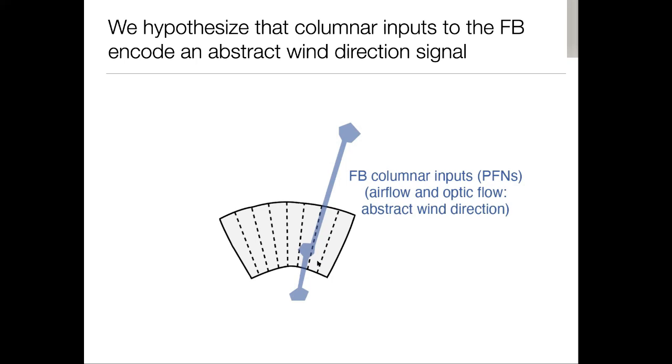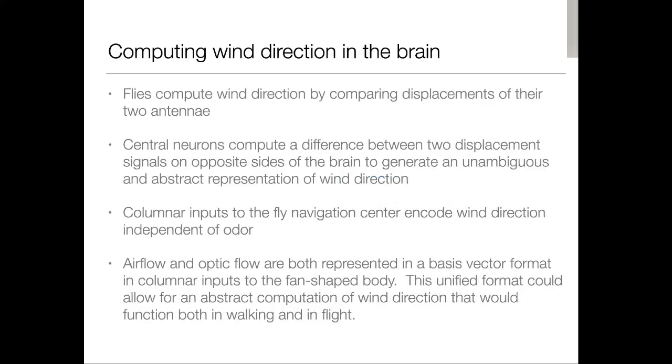So let me just summarize this middle part of my talk. I talked about how wind direction is computed in the fly brain. I showed you that a walking fly computes wind direction by comparing displacements of the two antennae, and that there are central neurons that compute this difference by integrating signals coming from the ipsilateral and the contralateral side of the brain. I showed you that columnar inputs to the fly navigation center encode wind direction independent of odor. And I showed you that both airflow and optic flow are represented in a similar basis vector format in these columnar inputs to the fan-shaped body.